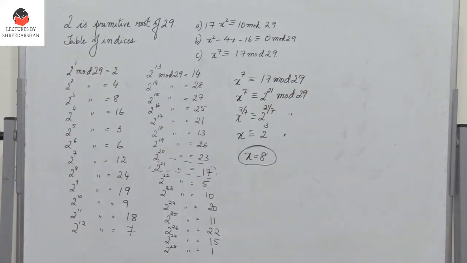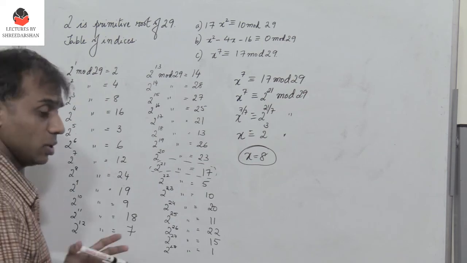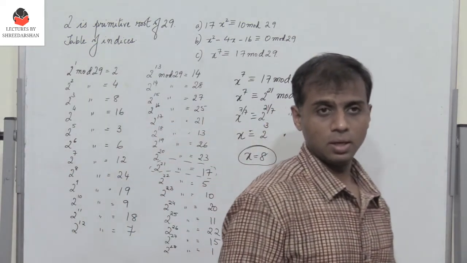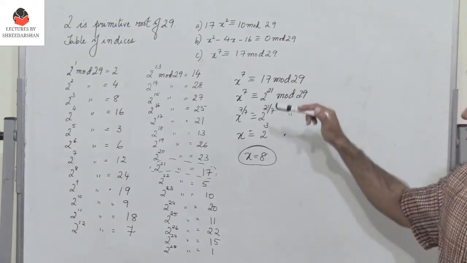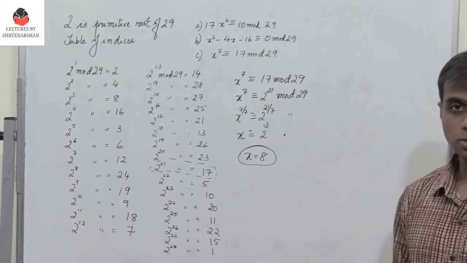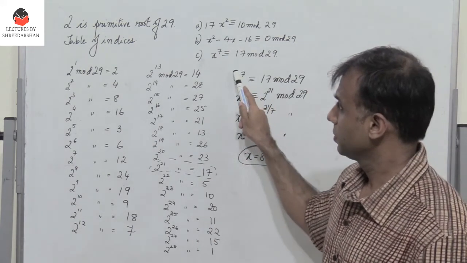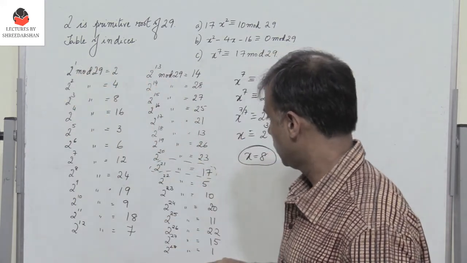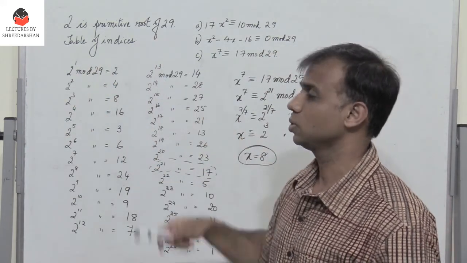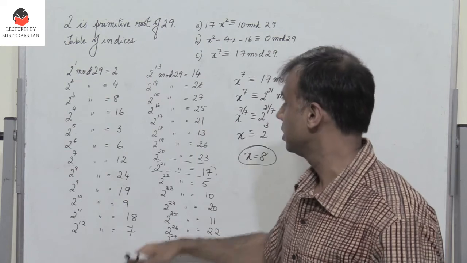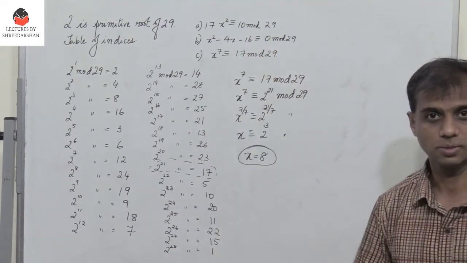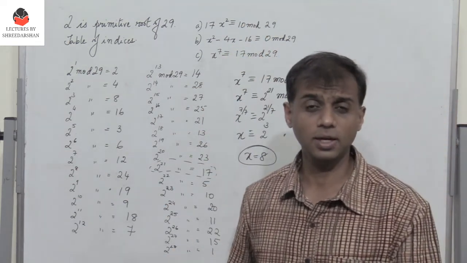So this is a very simple problem which is given in Williams-Stallings. To solve these equations, congruence relations, we have to use the table of indices, where it's given that 2 is the primitive root of 29, and using this table we have to solve these three equations. I hope you have found the problem very interesting.